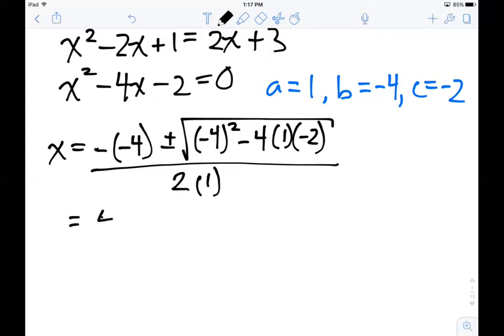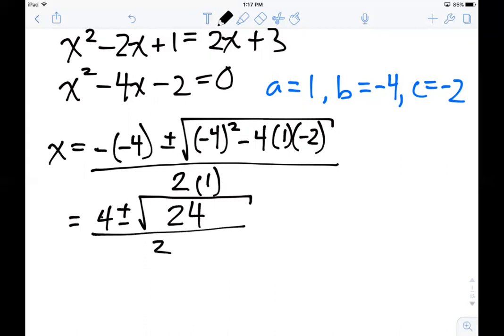It's going to be positive 4 plus or minus. Well, if I do a whole bunch of calculations of everything that I have inside that square root, I would just get positive 24, because it would be 16 plus 8. And all of that is over 2.